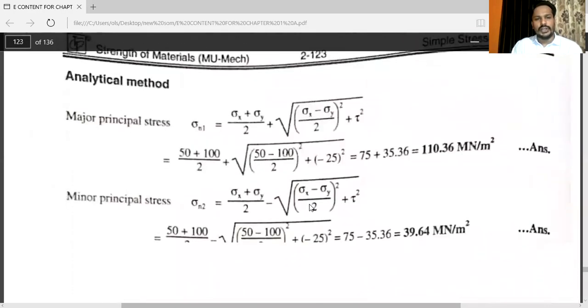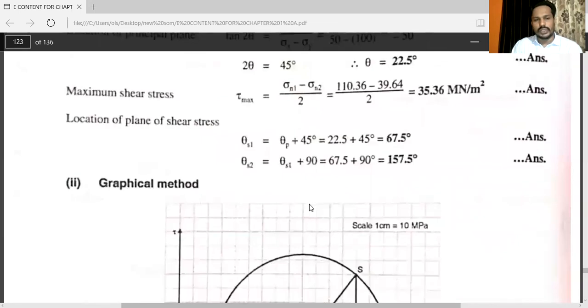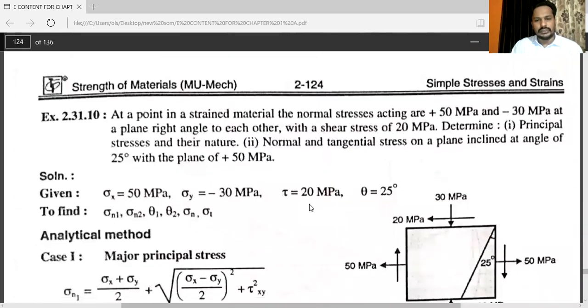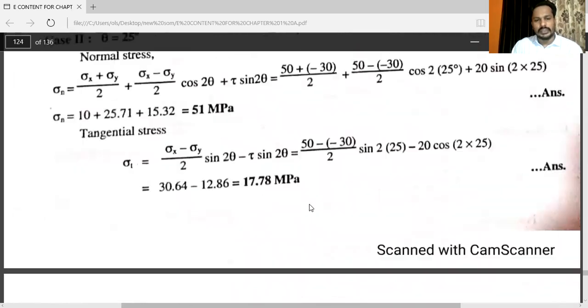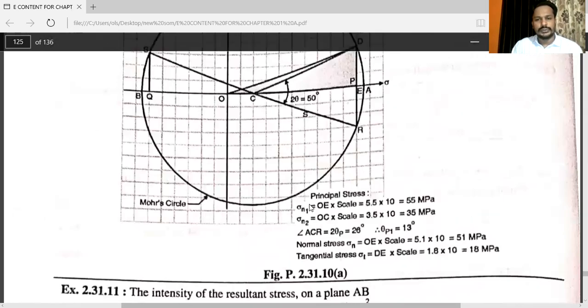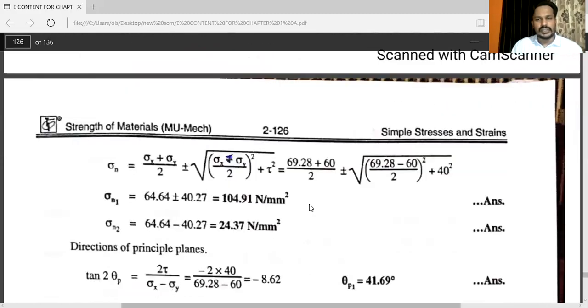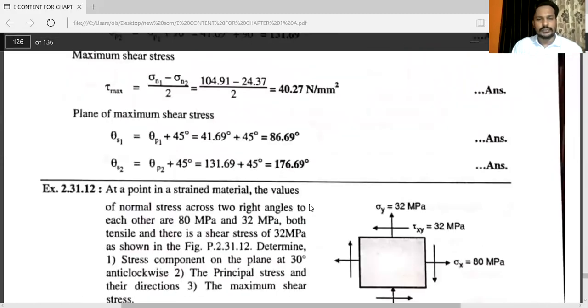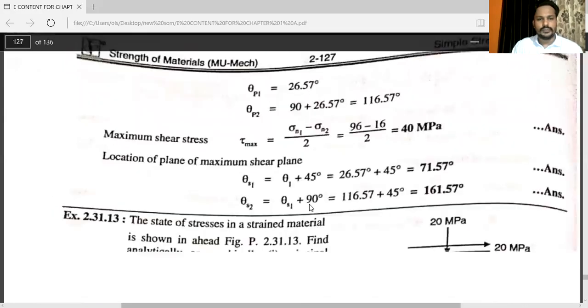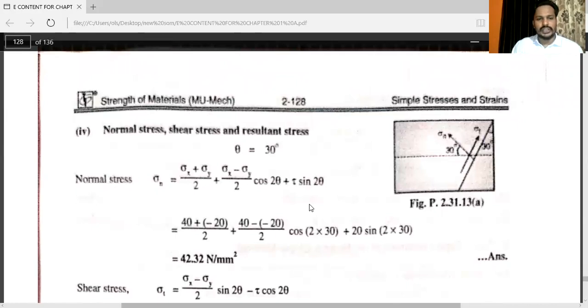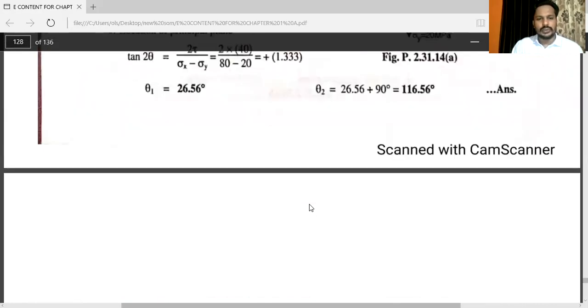See, each and every condition is given for the Mohr circle, and the graphical method is also given. How to draw the Mohr circle, I already explained to you. So this is the principal stress and strain. Different cases are there. By using the formula, you can solve the problem.